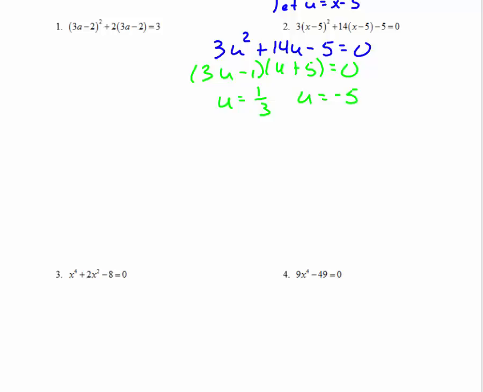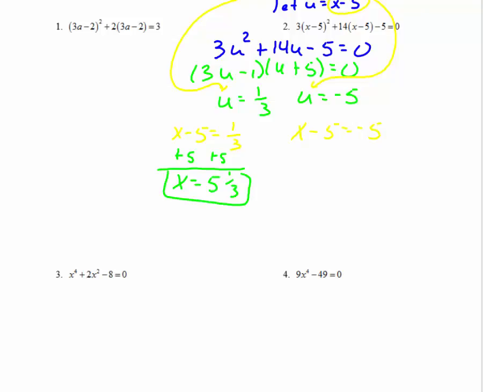Then we go back and resubstitute for what we said u was. U was x minus 5, so I need to go back and resubstitute and put an x minus 5 into both of those. So x minus 5 would equal 1/3, or x minus 5 would equal negative 5. So I'm going to add over the 5, and 5 plus 1/3 is just 5 1/3. And when I add over the 5, negative 5 plus 5 is just 0. So I get two answers, x equaling 0 and x equaling 5 1/3. Both of these answers should check, so if you have time, I would say check.